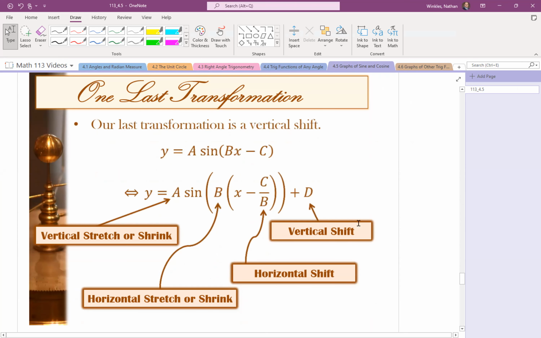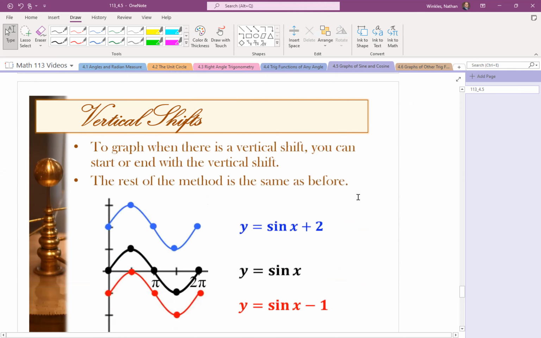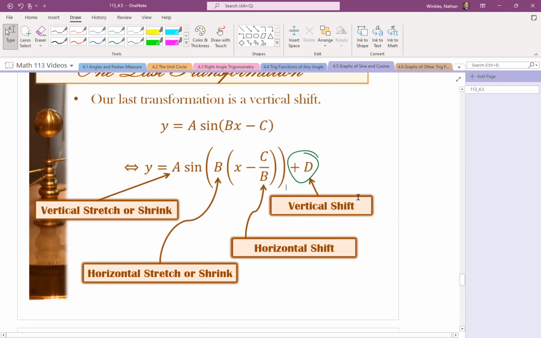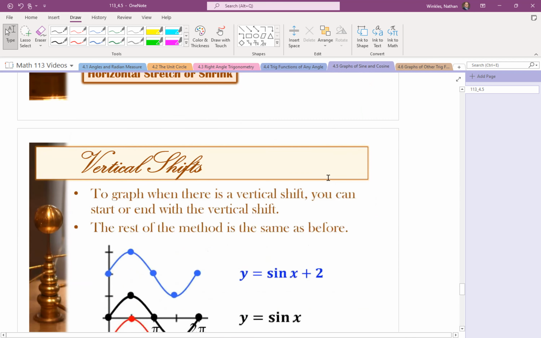One last transformation that we can have. Everything remains the same, except now we can add in a vertical shift of plus D on the end. We can do the same thing for sine or cosine. That's the only difference in the A, B, C over B, and everything; it's just adding in that D. It works for sine and cosine functions.